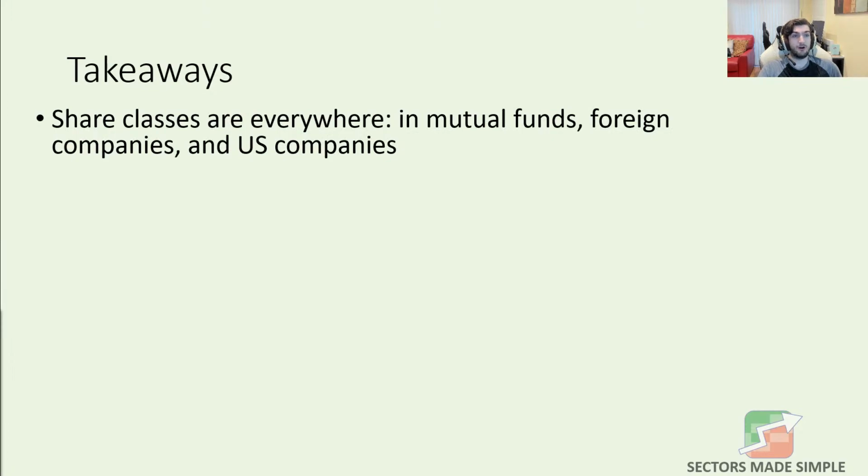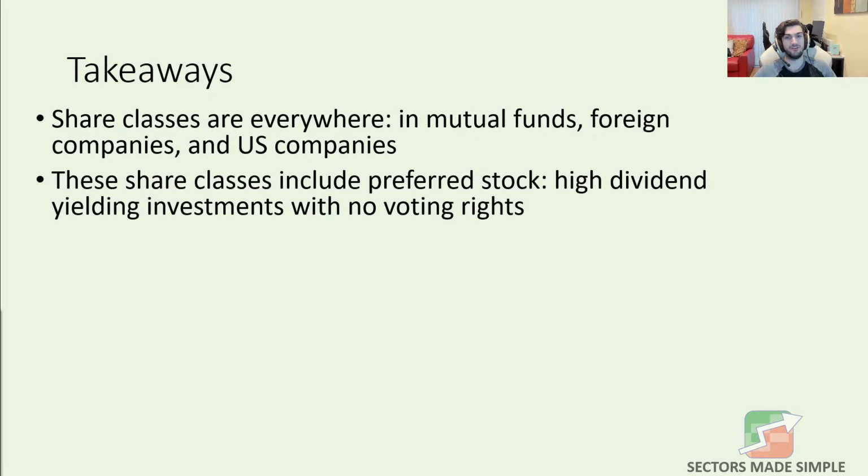Share classes are everywhere. You've seen them before, and you'll continue to see them. It is the reason that GOOG and GOOGL exist. These share classes also include preferred stock, high dividend yielding investments that, in exchange for those high dividend yields, offer no voting rights. But as we learned from Google, most investors don't care about voting rights.